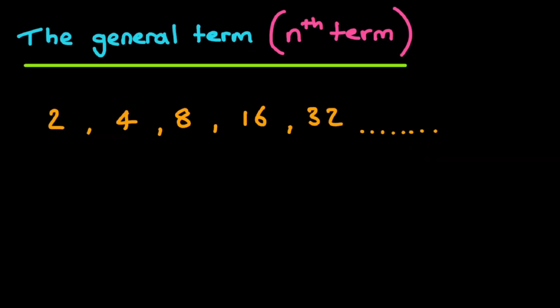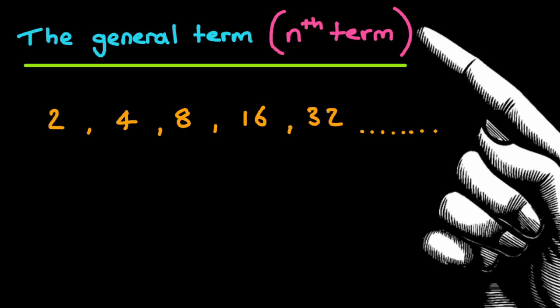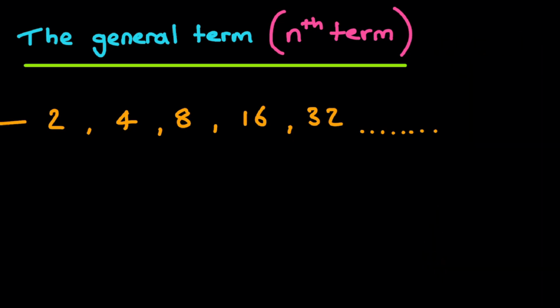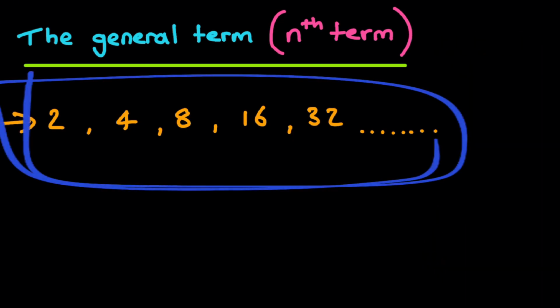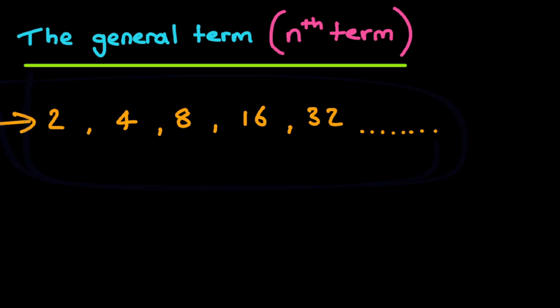Okay, so let's briefly go over the general term and how to derive it, also known as the nth term. So have a quick look at this sequence that I've got here, 2, 4, 8, 16, 32. It's quite a simple sequence. You can see that it's being multiplied by 2 every term. So that is actually what we call the common ratio.